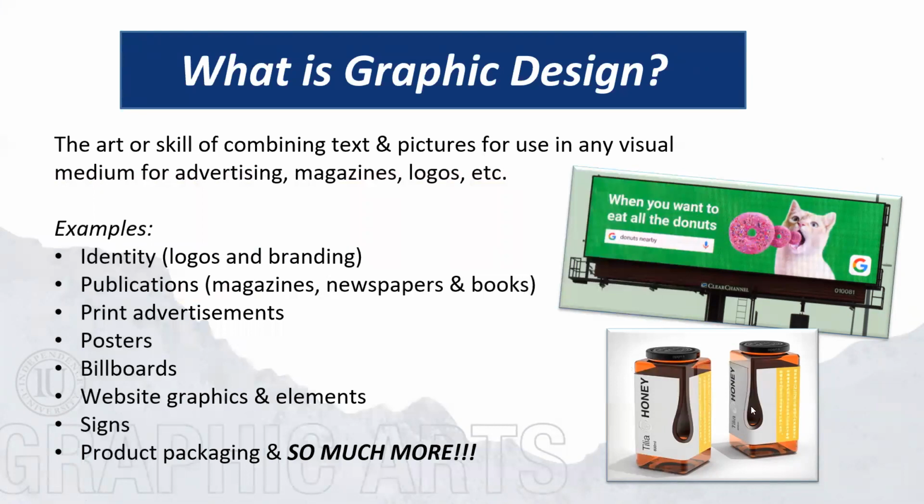We have some billboards, we have some packaging design right here, which I thought was really neat when I looked up this information, because this right here is cut out. So that's a slightly different concept, but we have 2 different kinds of media here. We have the digital and we have the print. So some examples in graphic design, we have identity, like logos and branding, publications such as magazines, newspapers, and books, print advertisements, posters, billboards, like I mentioned, website graphics and elements, signs, product packaging, like over here, and it's all over the place.